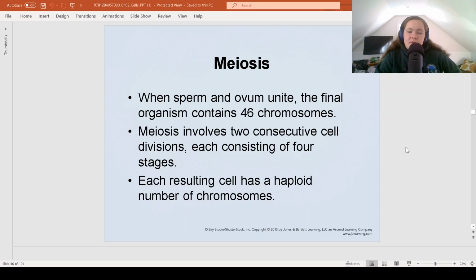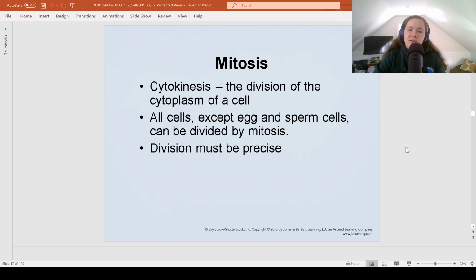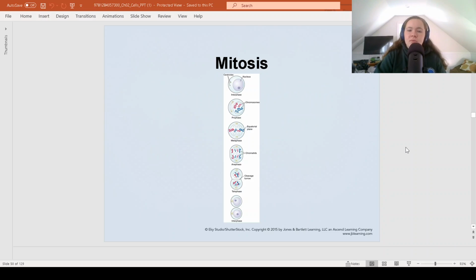Meiosis involves two consecutive cell divisions, each consisting of 4 stages. Each resulting cell has a haploid number of chromosomes. Mitosis is cytokinesis, the division of the cytoplasm of a cell. All cells except egg and sperm cells can be divided by mitosis, and division must be precise.